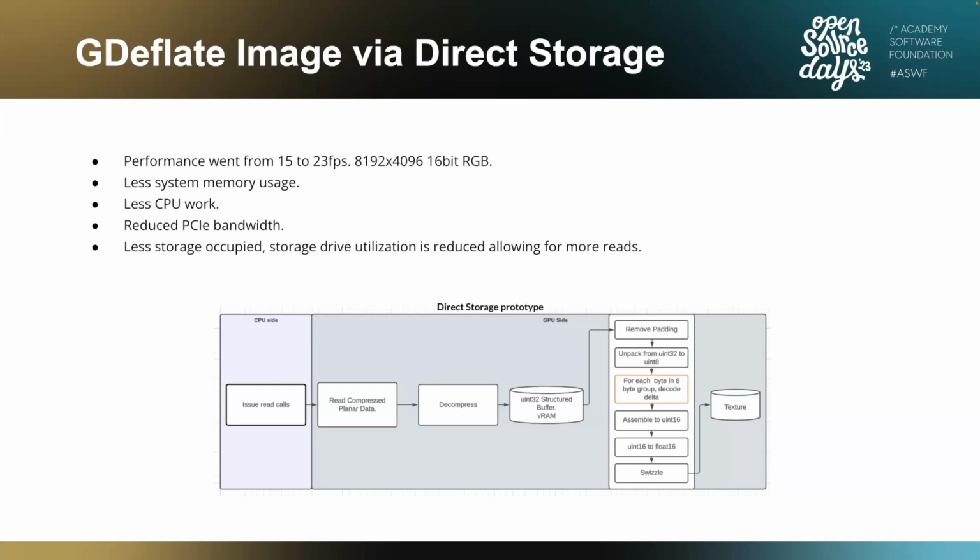That is for the same 8K 16-bit RGB, 192 megabytes per frame EXR. It utilizes less system memory, of course. I think direct storage still utilizes something in the background. There is less CPU work, substantially less CPU work, meaning that you can utilize it for something else. Of course, the PCIe bandwidth is reduced by 2 as well. And hard drive load is reduced by half. And of course, the disk speed is reduced by half as well.